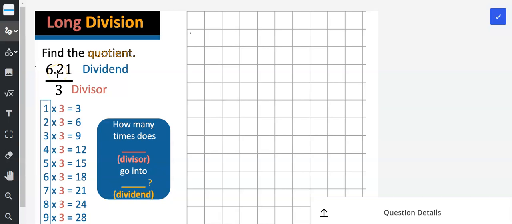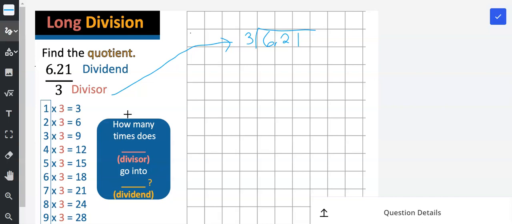The first thing that I need to do is set up the problem. So the problem reads 6.21 divided by 3. So I'm going to start by writing 6.21 divided by, and then I'll put the 3 on the outside. The divisor always goes on the outside.